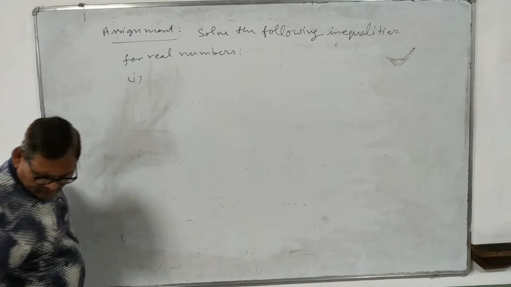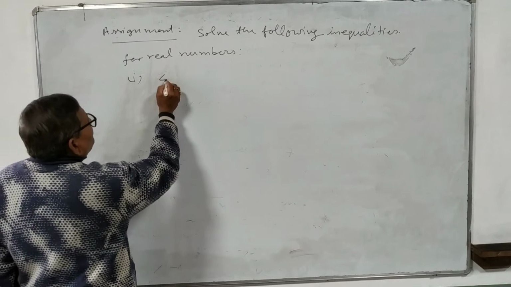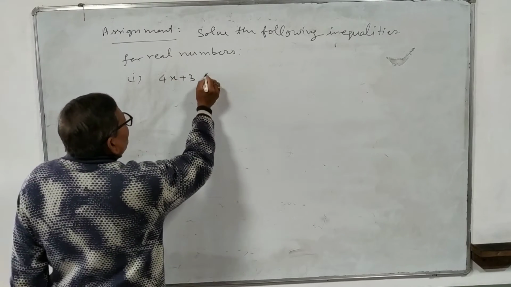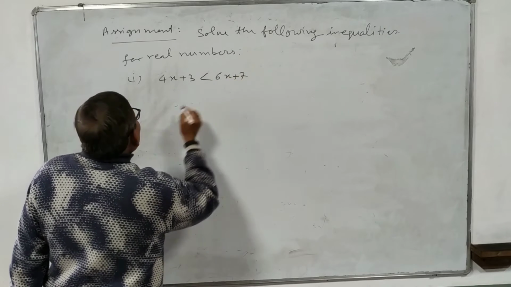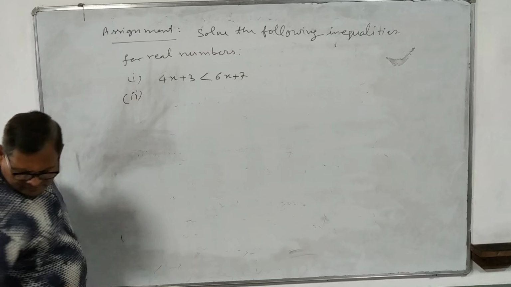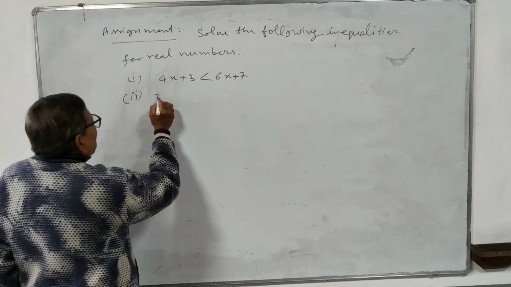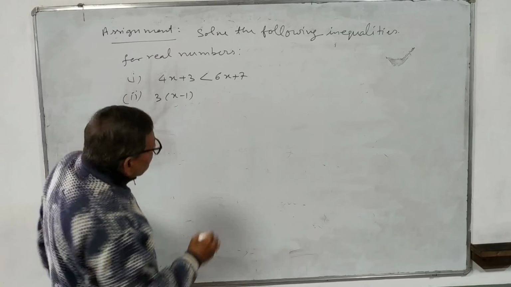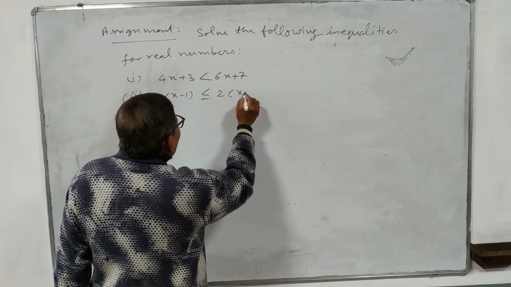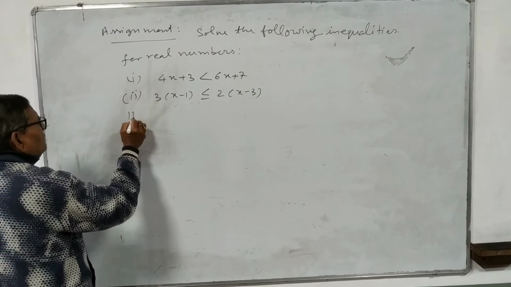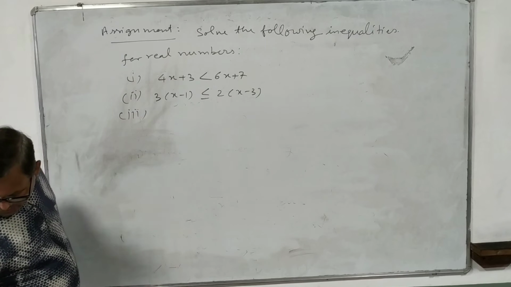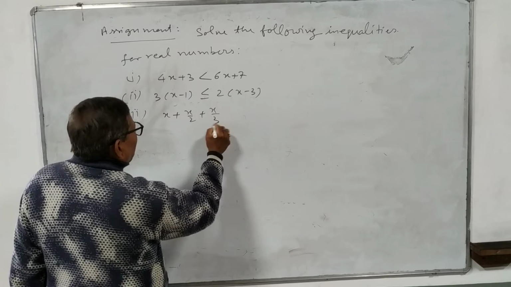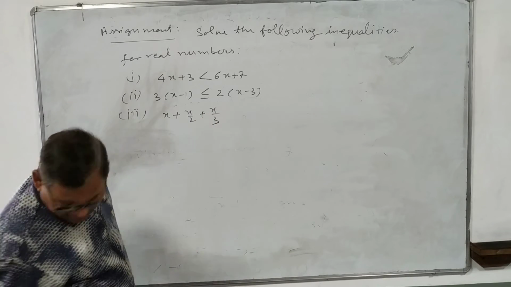First, 4x + 3 is less than 6x + 7. Second, 3(x - 1) is less than or equal to 2(x - 3). Third, x + x/2 + x/3 is less than 11.